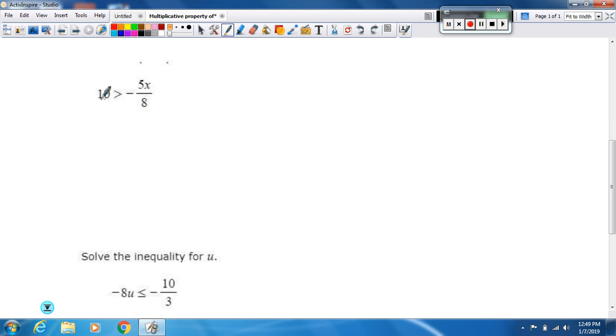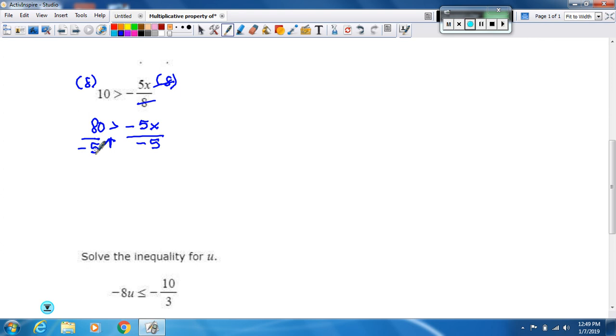The denominator is 8, so I'm going to multiply both sides by 8 to get rid of the fraction. 8 times 10 is 80, is greater than, top cancels with bottom, negative 5x. Now we're going to divide both sides by negative 5, but you got to be careful with inequalities, because when you multiply or divide by a negative number, you have to actually flip the inequality.